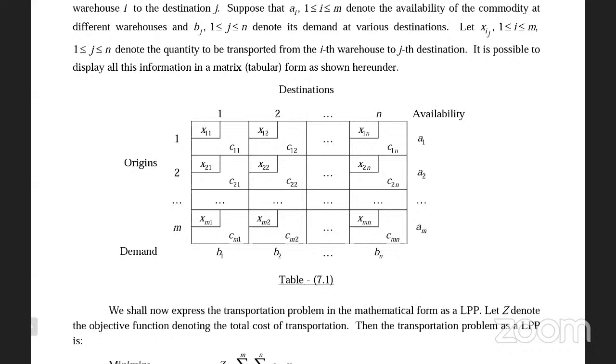From your exam point of view, he will give one table. In that table, he will give your costs, the corresponding availability, and the demand. For example, if availability and demand are both the same, that is called a balanced transportation problem, because my company's production is A1, A2, and so on up to AM.